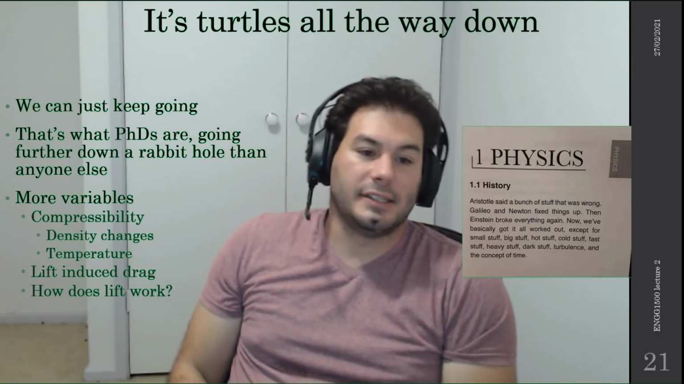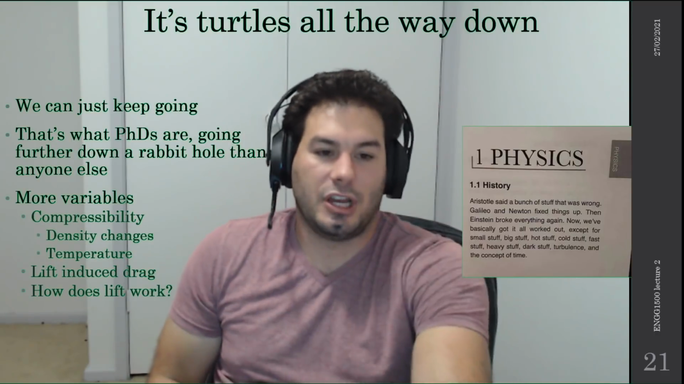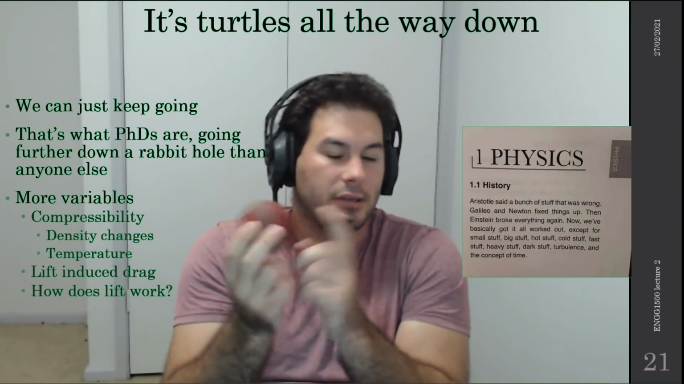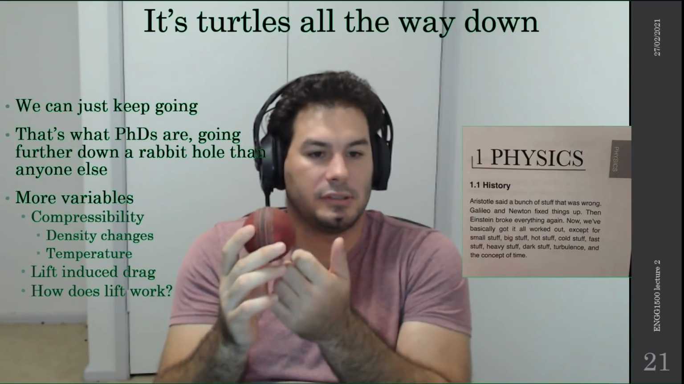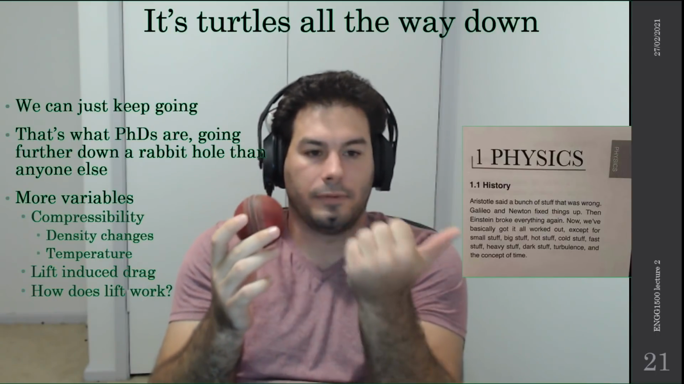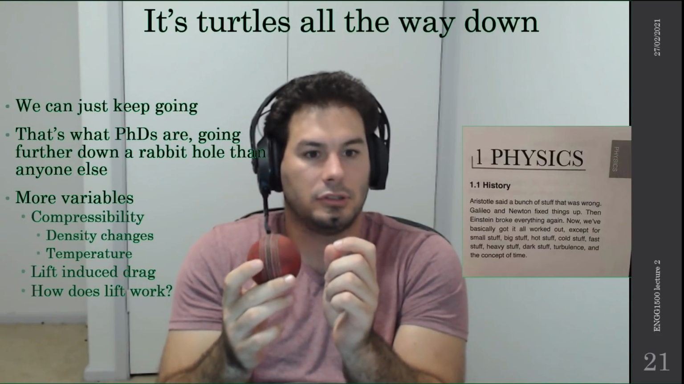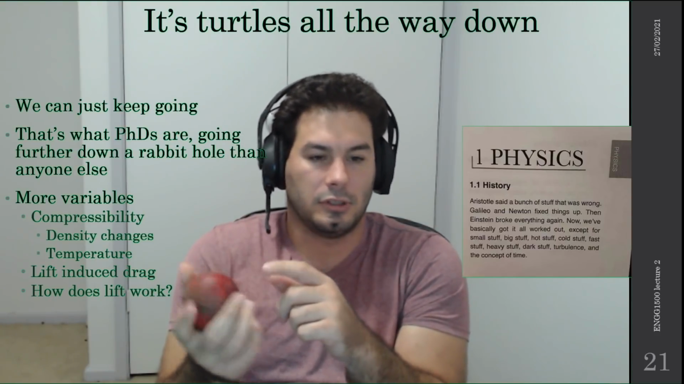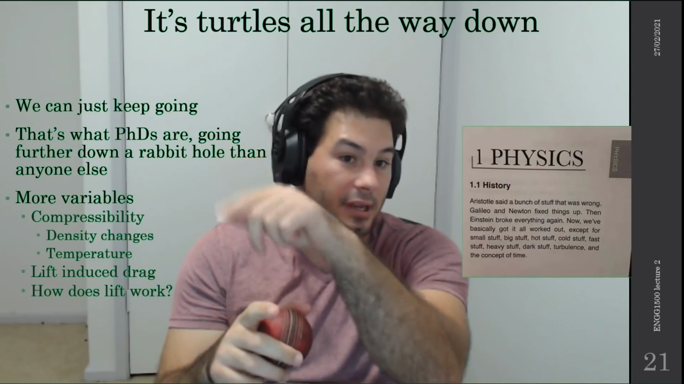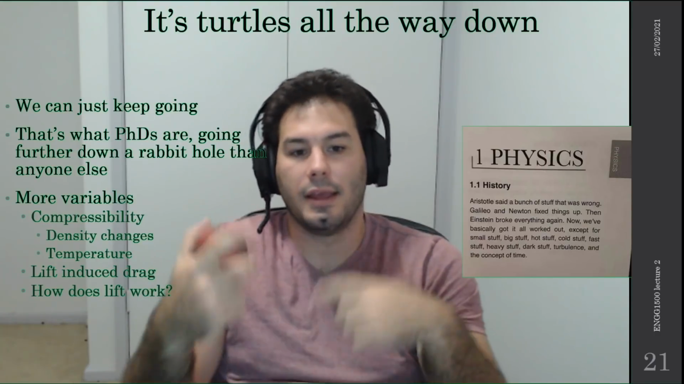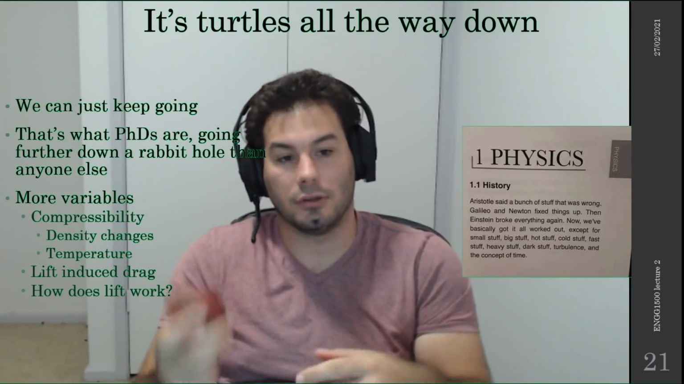Just for funsies, here's some more things that we haven't even considered yet. Our object is moving through the air, and the air is imparting force on our object. That's how we get drag, which means our object's also imparting a force on the air. And if you put force on air, it compresses, which changes its density, which was one of our parameters in our equation, but that also changes its temperature, which also changes its density. And again, we get caught in a whole other circular loop there.